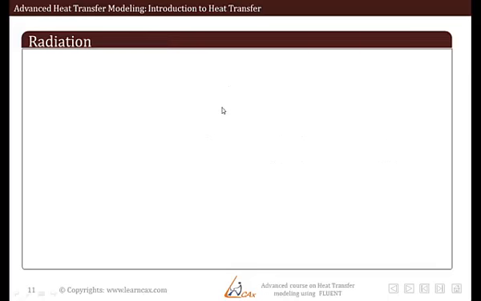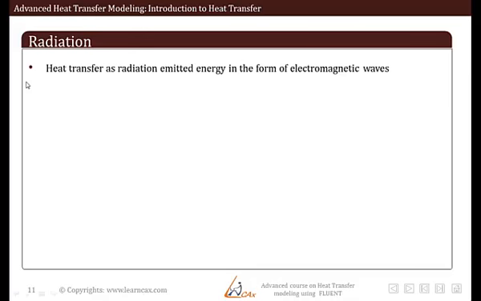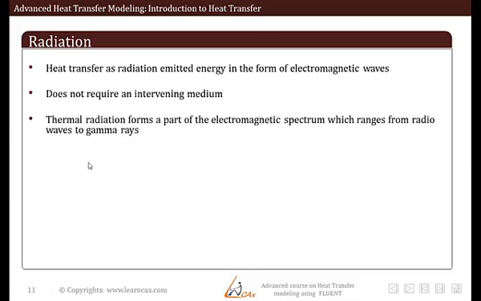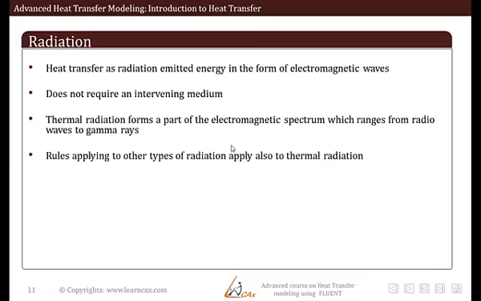Now let us discuss the third mode of heat transfer, which is radiation. Heat transfer due to radiation is the energy emitted in the form of electromagnetic waves, which is thermal energy emitted in the form of electromagnetic waves. This does not require any medium, so it can happen in vacuum also. Thermal radiation forms a part of the electromagnetic spectrum, which ranges from radio waves to gamma rays, and rules that apply to any type of radiation also apply to thermal radiation. There are other types of radiation also, like light, gamma rays, X-rays, etc.